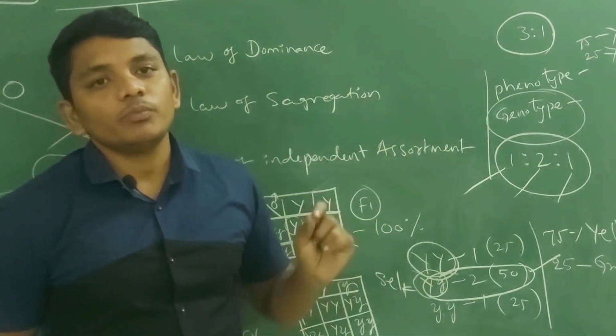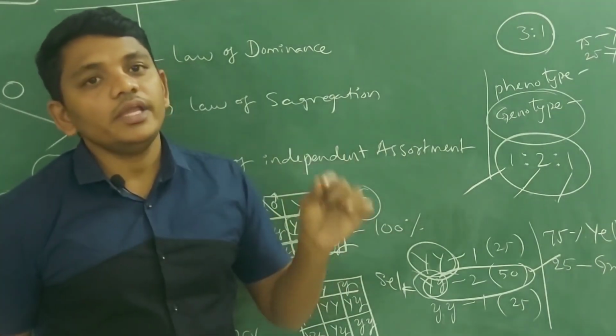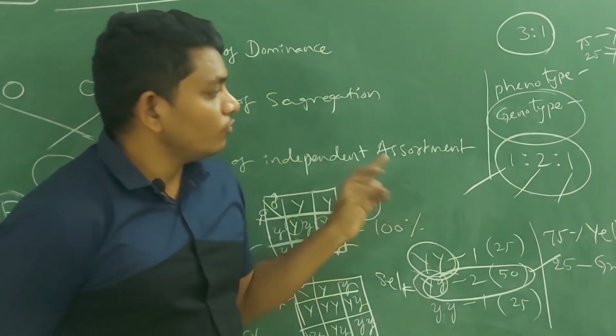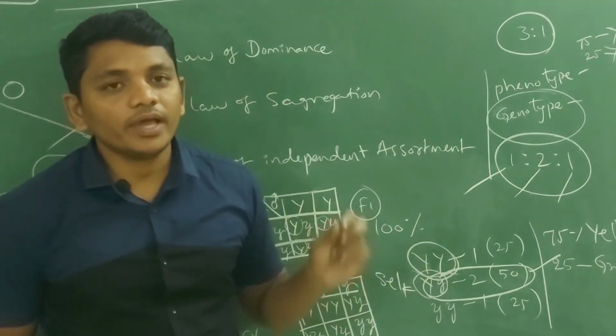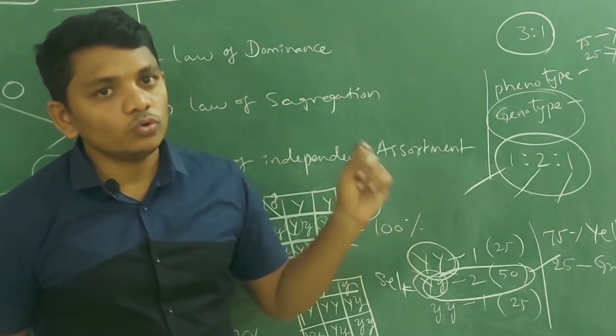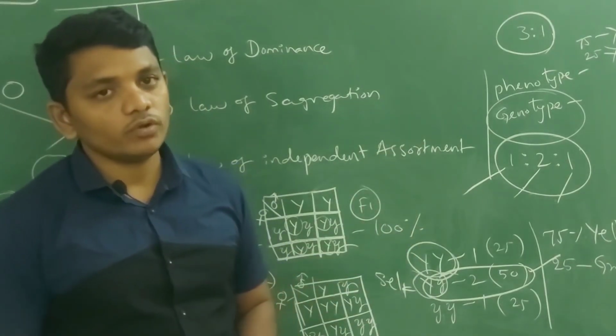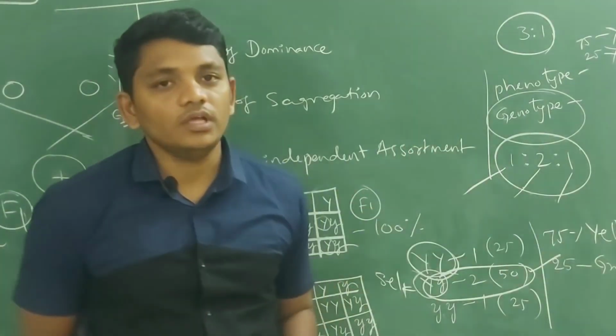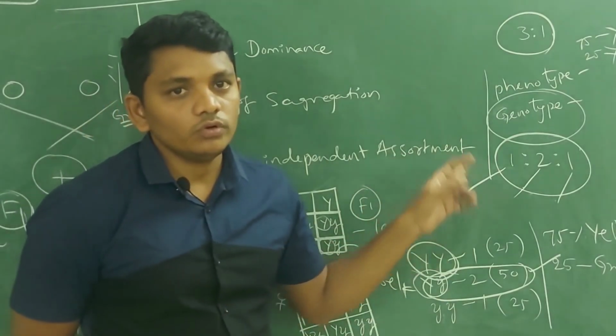What is the phenotype ratio in the F2 generation? 3:1. Okay. What is the genotype ratio in the F2 generation? That is 1:2:1. Phenotype ratio 3:1. Genotype ratio 1:2:1.